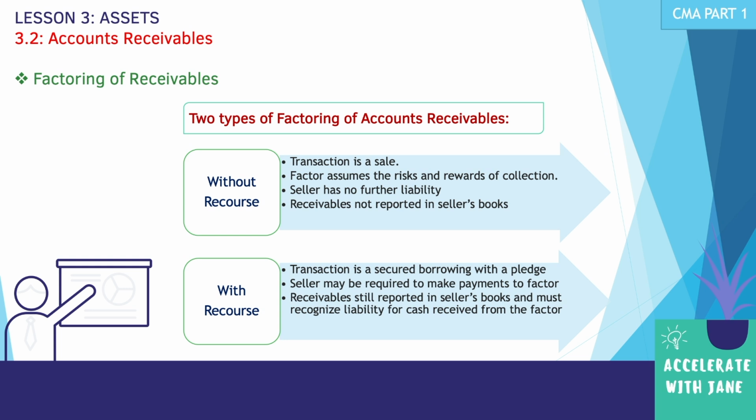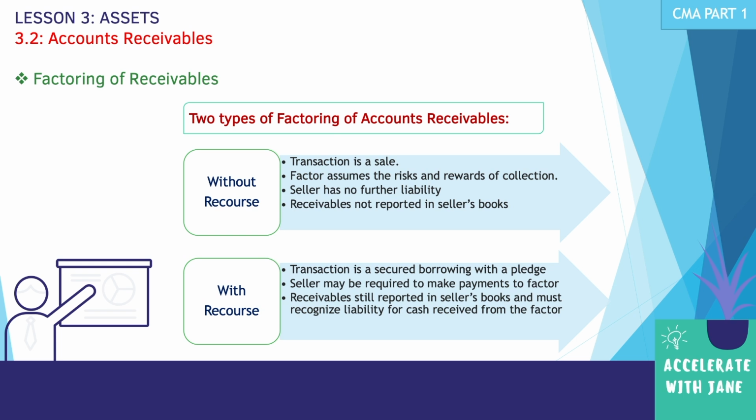It's as if I'm the company, I transferred my receivable to a factor, the third party, and it's actually a permanent transfer. It's like a sale because I have transferred the risk and rewards of collection, meaning I don't have the responsibility for collecting the payments from the customers. It is now the responsibility of the factor to chase the customers for their payments. As a result, since I've already transferred the responsibility for collection to the factor, receivables are not reported in the company's books.